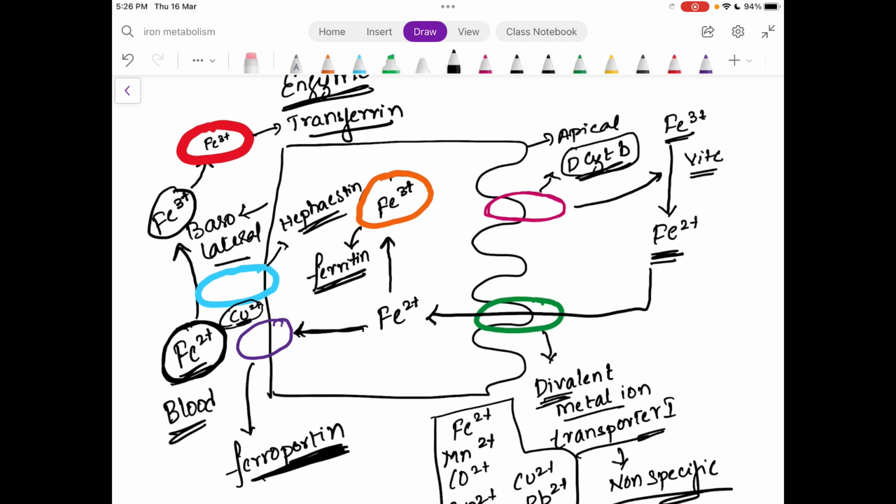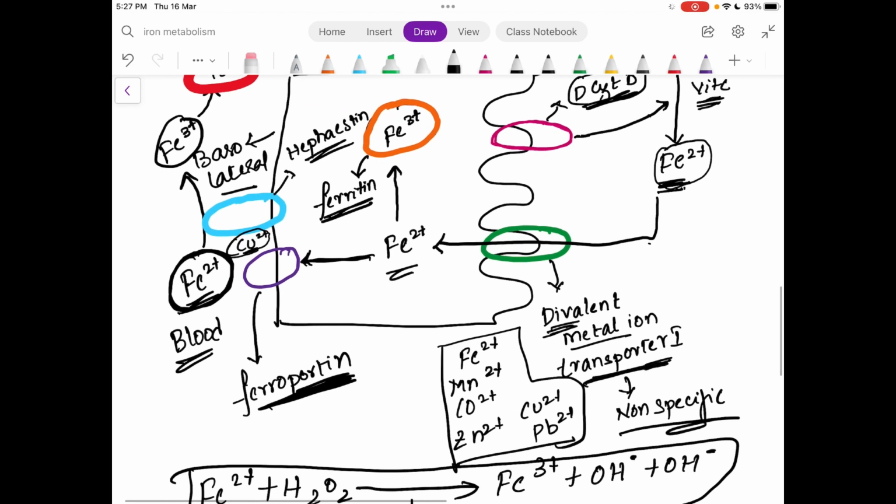So in the diet, if you take iron in the form of Fe3+, it has to be converted into Fe2+. It can be done with the help of dietary vitamin C, or we have a duodenal enzyme called duodenal cytochrome B reductase, which will convert Fe3+ into Fe2+, and only Fe2+ will be passed into the intestinal cell with the help of divalent metal ion transporter 1, and this Fe2+ is converted into Fe3+ and stored in the intestinal cell in the form of ferritin.